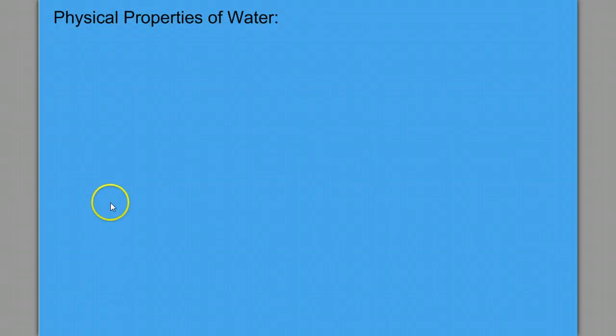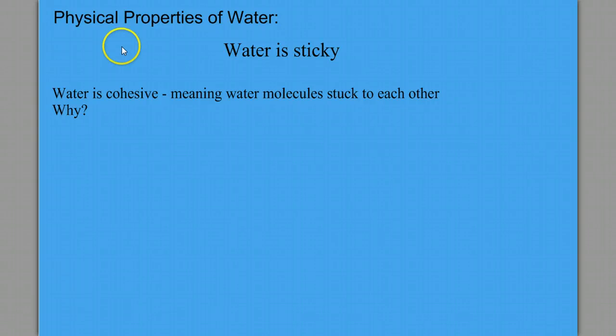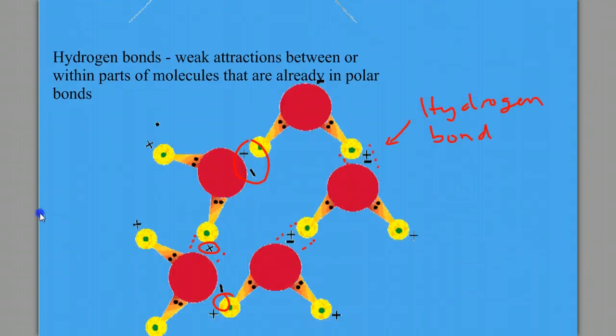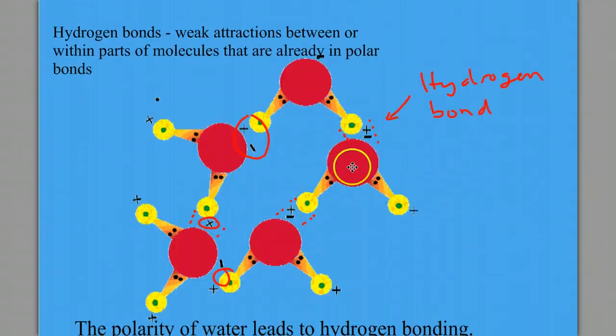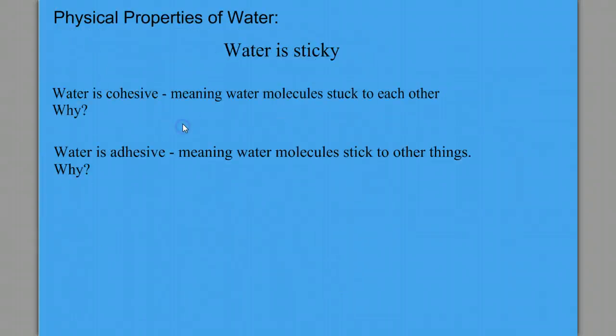Now let's look at the physical properties of water. Water's sticky. What do we mean by that? Well, water's cohesive. It means water molecules stick to each other. Why? Well, we only have to look back here to see that. These hydrogen bonds cause these water molecules to stick together. Water is also adhesive, which means it sticks to other things.